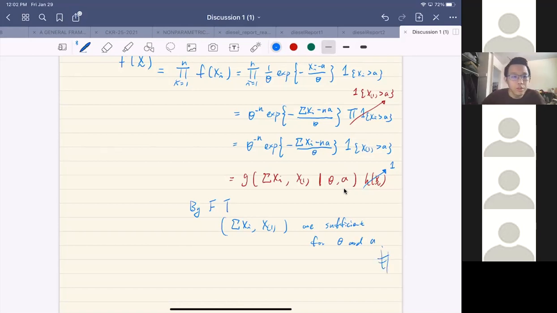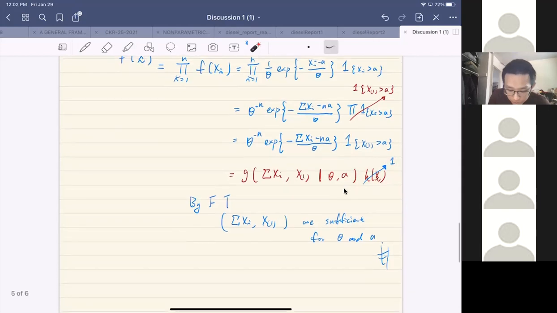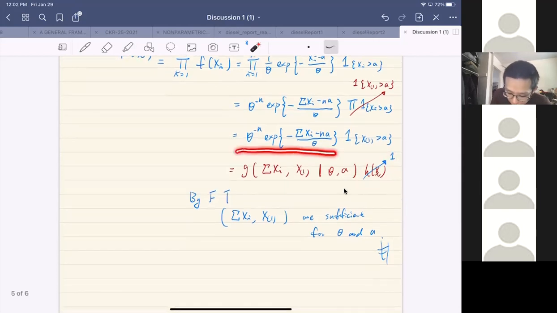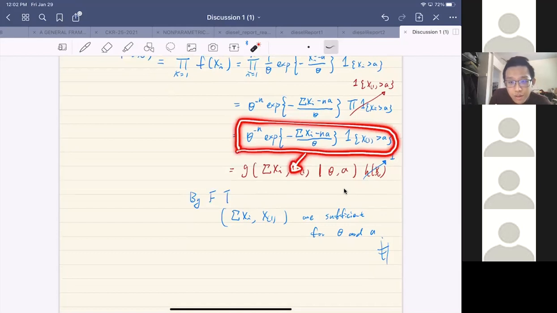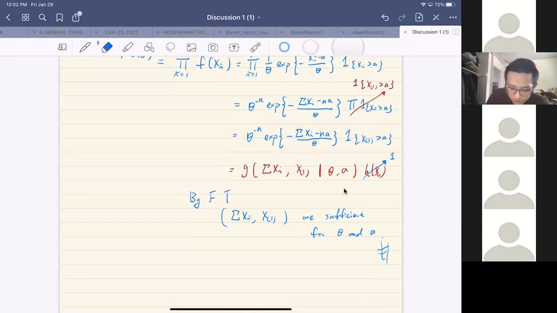What is h of x? You mean this term? Yes. This term can be 1 because you can let this term be g. Oh, okay.